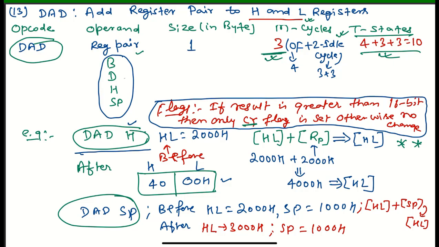And the major point here also is that it will change only the HL register pair content. The source register pair content is not going to change. So that is another important point for this instruction.